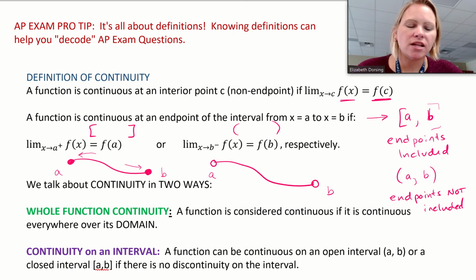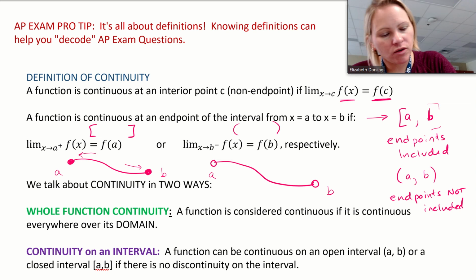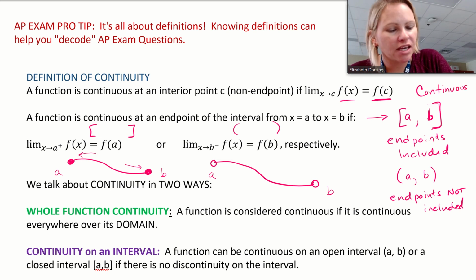And here's a good way to think about it. If the endpoints are closed dots, we're continuous there. If the endpoints are open dots, you're not continuous. That's really kind of what it boils down to. So if you have these closed brackets, we're generally going to say we're continuous. If we have the open brackets, we're not.